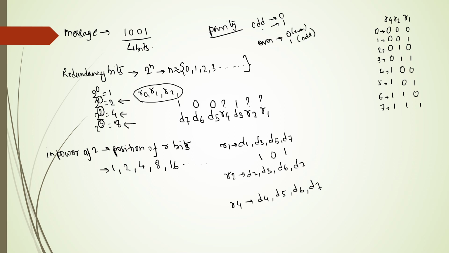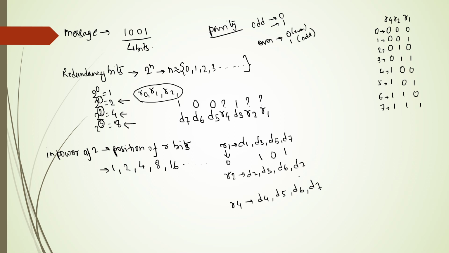Okay. So in the 1D parity check, we had done odd parity. Let us do this with the even parity. Again, if the number of ones are even, it will be a 0. So R1 in this case will be a 0.